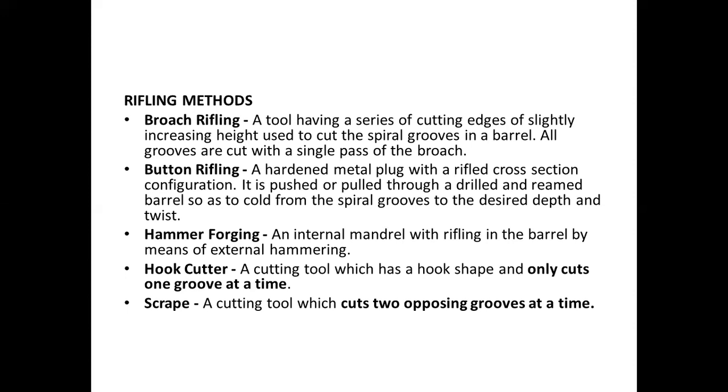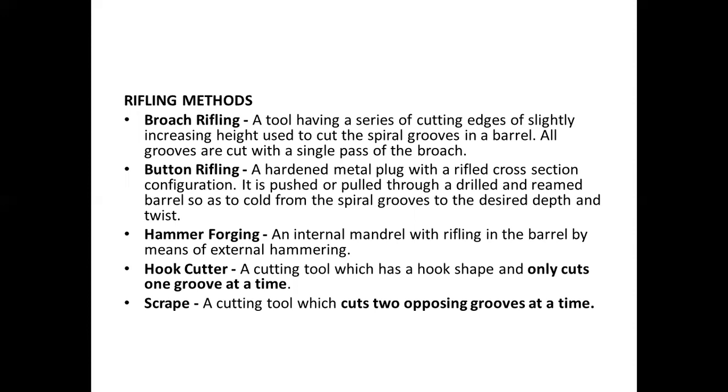The rifling methods are the following. Broach rifling, a tool having a series of cutting edges of slightly increasing height used to cut the spiral grooves in a barrel. All grooves are cut with a single pass of the broach. Button rifling, a hardened metal plug with a rifling cross-section configuration. It is forced or pulled through a drilled and reamed barrel so as to form the spiral grooves to the desired depth and twist.